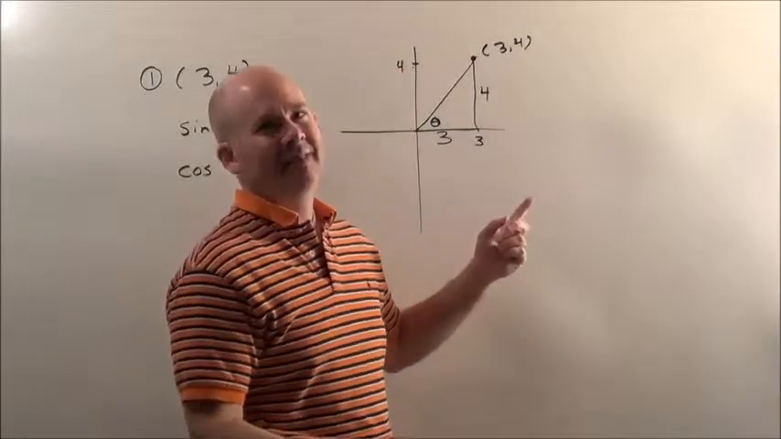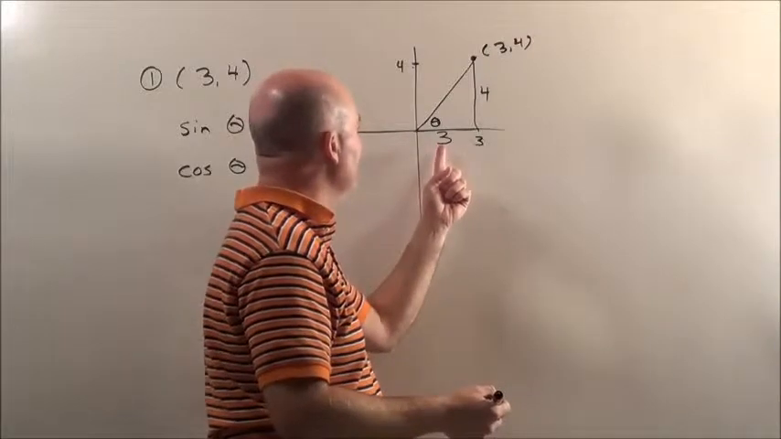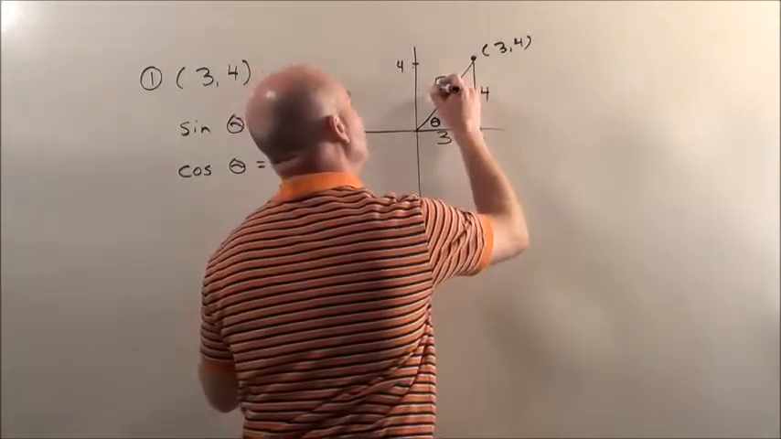Now, that should be obvious. It should be a 3, 4, 5 because that's a Pythagorean triple we know. But if not, 3 squared plus 4 squared equals c squared. Solve for c, you're going to get 5.